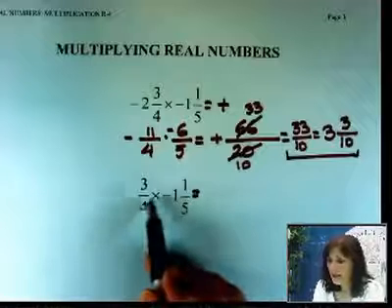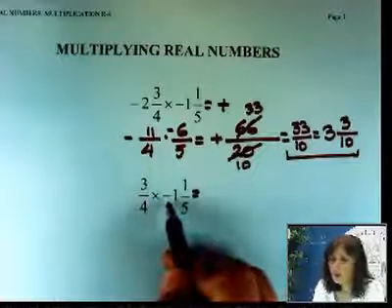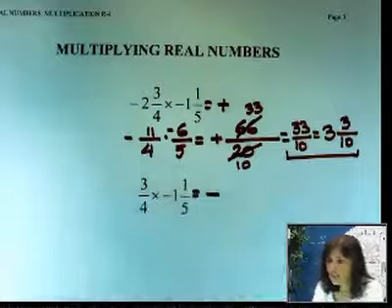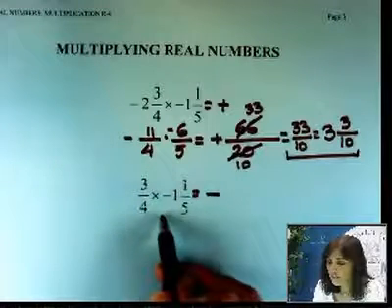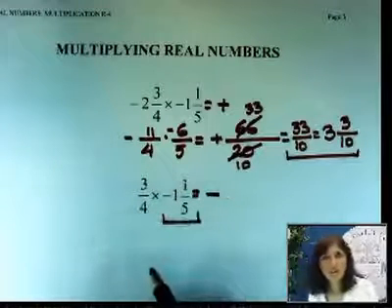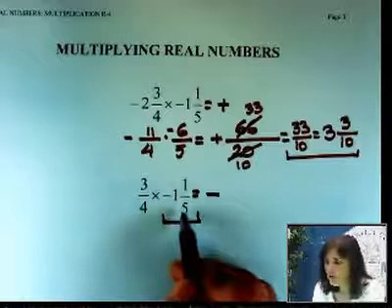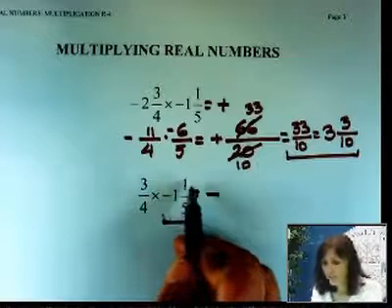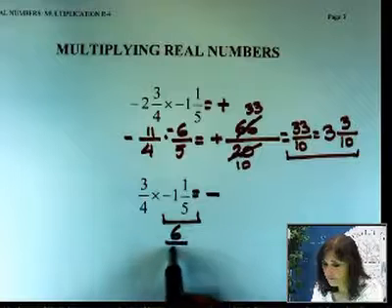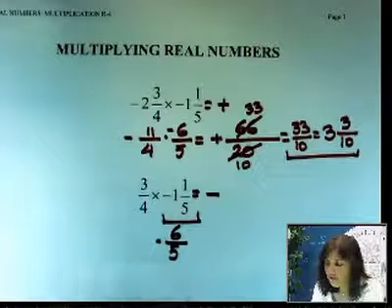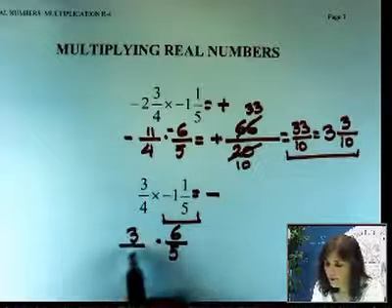What happens when I have a fraction and a mixed number? So this one is negative, so you're going to get a negative answer. But this one I don't like because that is a mixed number. Change it into an improper fraction. 5 times 1 is 5, plus 1, that's 6. And that's negative. And you're multiplying with 3/4.